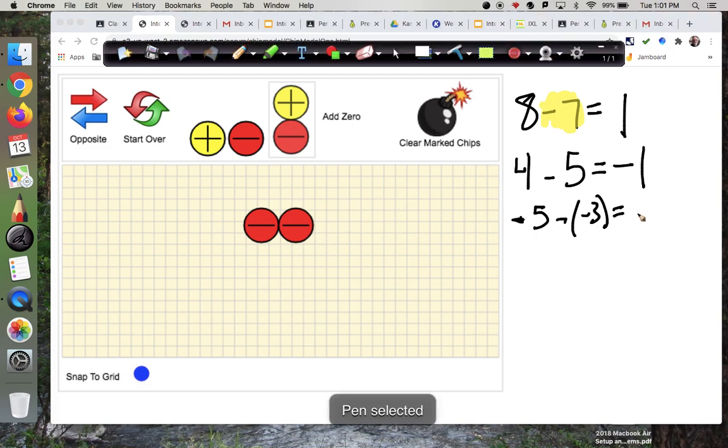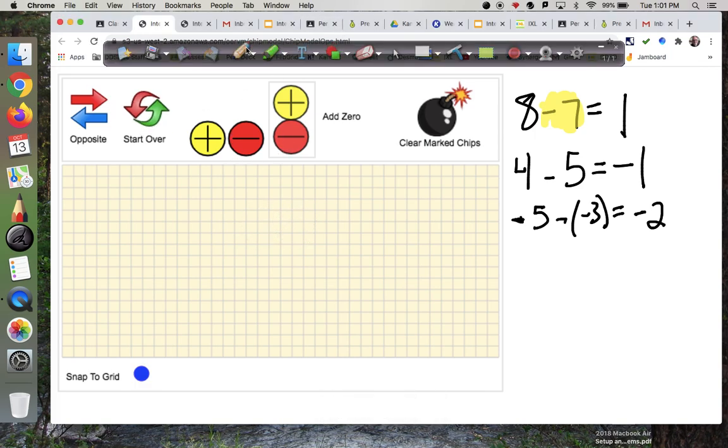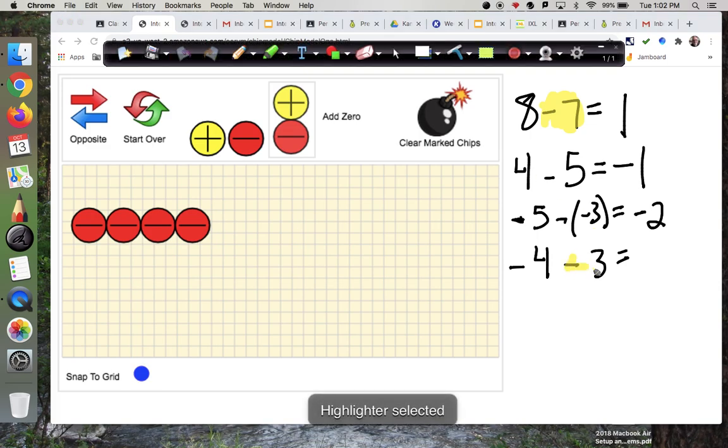And then finally, let's see what happens. One of the more difficult problems in integers is we're going to start with negative 4 and subtract 3. So we're going to put 4 negatives up. 1, 2, 3, 4. And just like this up here, this is exactly the same right here as this.